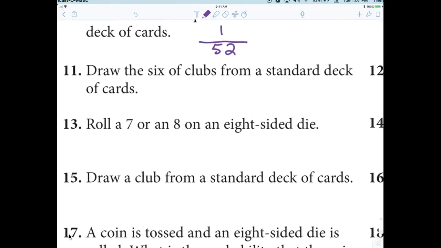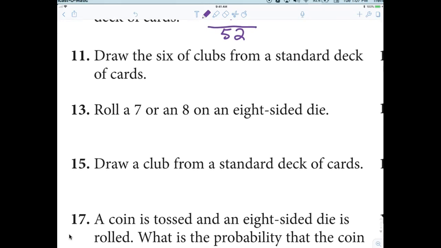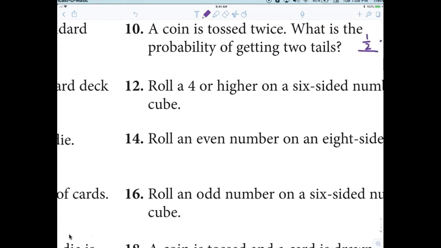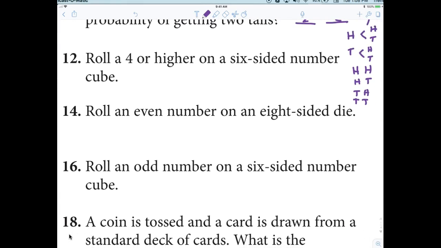Let's take a look at number 11 now. You want to draw the 6 of clubs. Since that's specific, it would just be what? 1 out of 52. All right. Number 12. Think about it for a second.